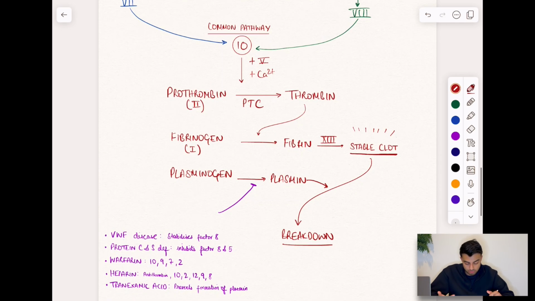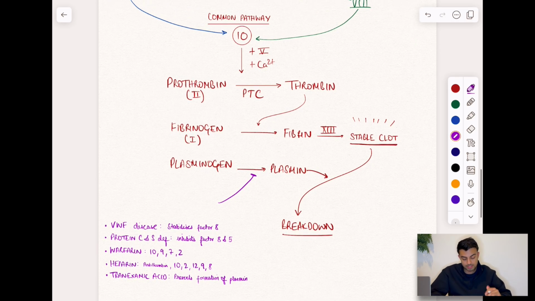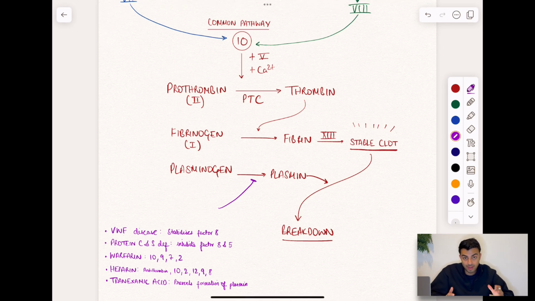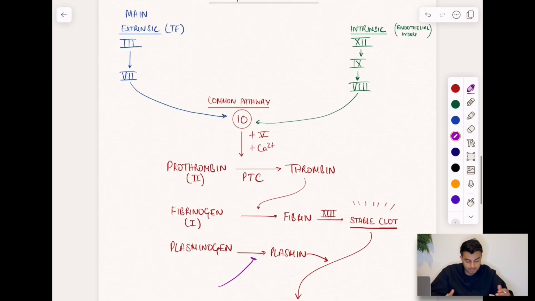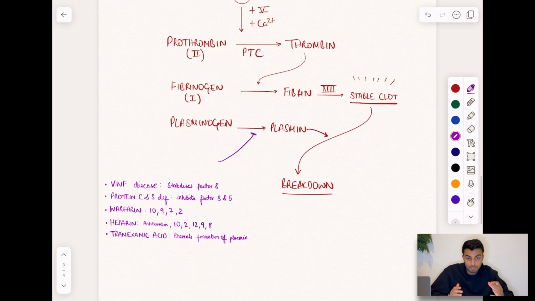These are diseases, drugs, and the investigations that can test the coagulation cascade. We'll go in order. So the first is von Willebrand disease. Von Willebrand disease is where von Willebrand factor doesn't work properly. And what this factor does is that it stabilizes factor 8. So when it's unable to do this, factor 8 can't work properly, it can't form the platelet plug, it can't activate factor 10, and therefore von Willebrand disease is a bleeding disorder.